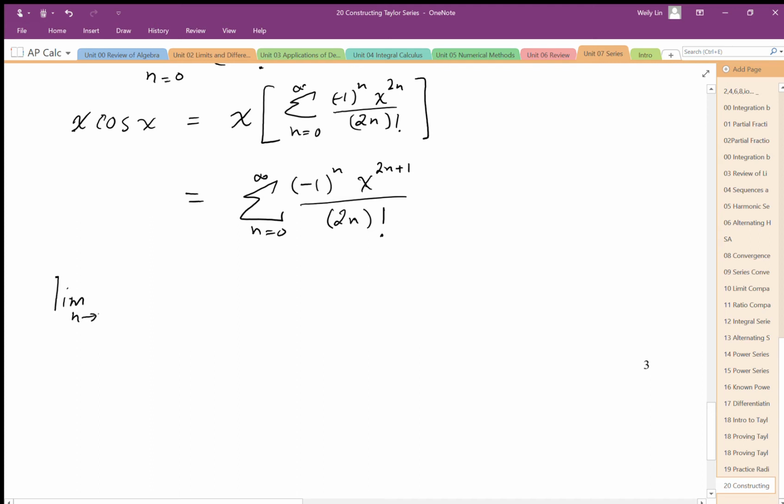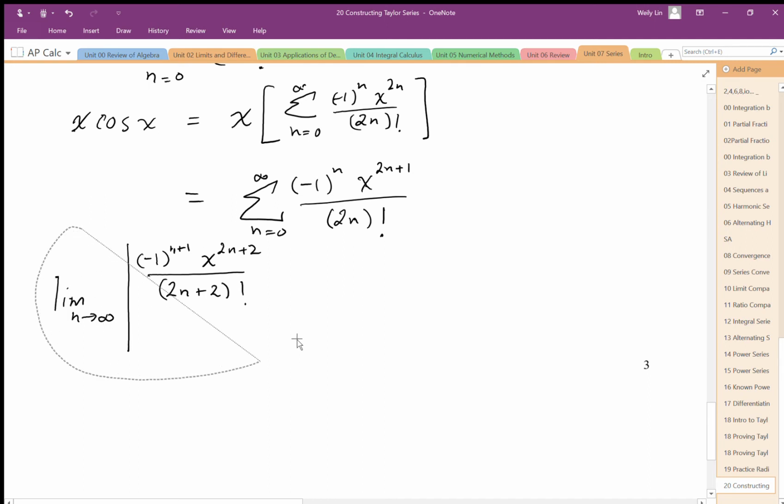So the limit as n goes to infinity. We're going to take that -1 to the n plus 1, x to the 2n plus 2, divided by 2n plus 2 factorial. Remember, I'm putting the n plus 1 into the n, so I need to multiply that plus 1 by 2 as well. Just going to move this down a little bit so it's not so crowded.